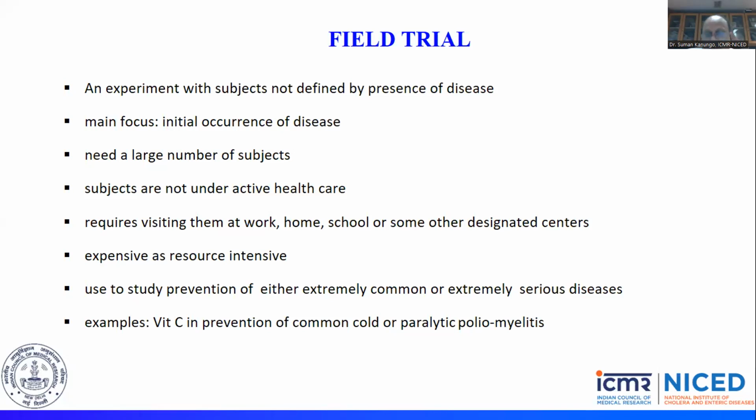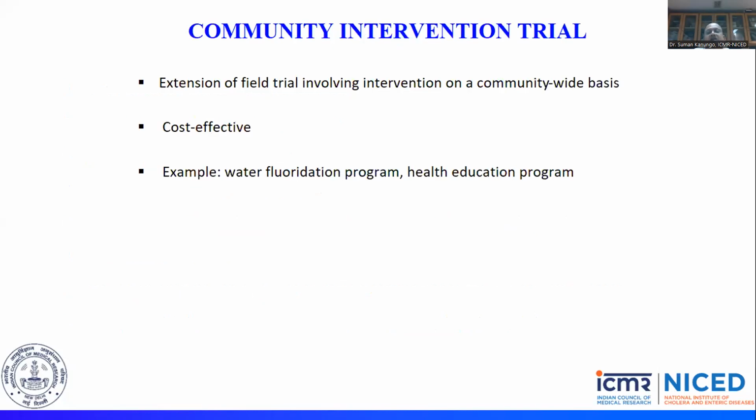Now we do the immunogenicity, where a correlate of protection can act as efficacy. Vitamin C in prevention of the common cold, or paralytic poliomyelitis, is basically a field trial. A community intervention trial is extensive and cost-effective. An example is water fluoridation, which is an ecological study that we do, or a health education program.